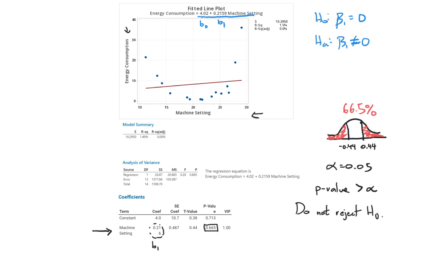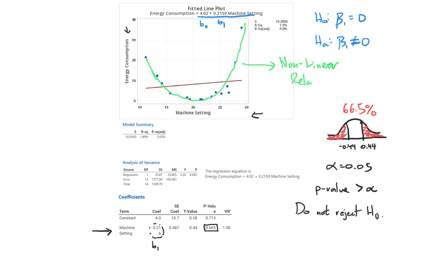And quickly looking at our data set here, you can kind of see the pattern of what's going on. It's not that there's no relationship, it's the relationship isn't linear. It looks like energy consumption starts off quite high for low settings, and then around 20, 22, something like that, it comes to some sort of minimum. And then it increases.